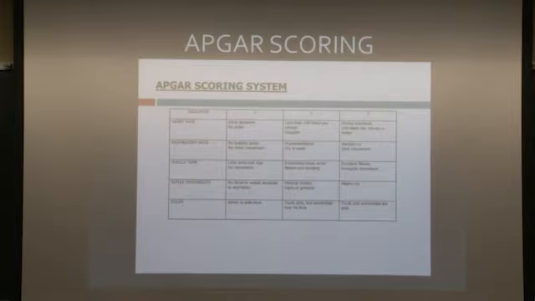APGAR scoring is a method to rapidly assess the neonate's transition to the extrauterine environment. Scoring is done with different indicators. They are heart rate, respiratory rate, muscle tone, reflex irritability, and color. Muscle tone is based on the degree of flexion and the movement of the extremities.